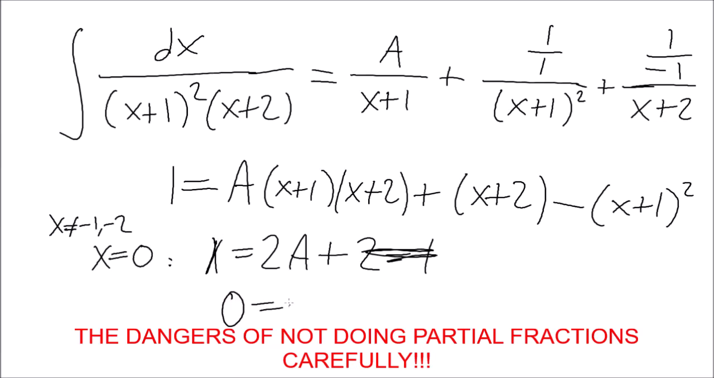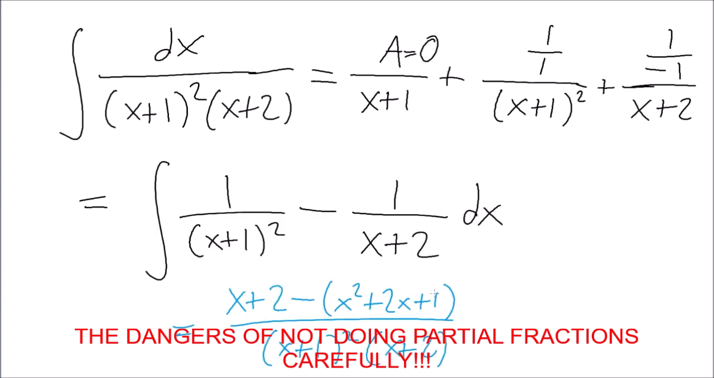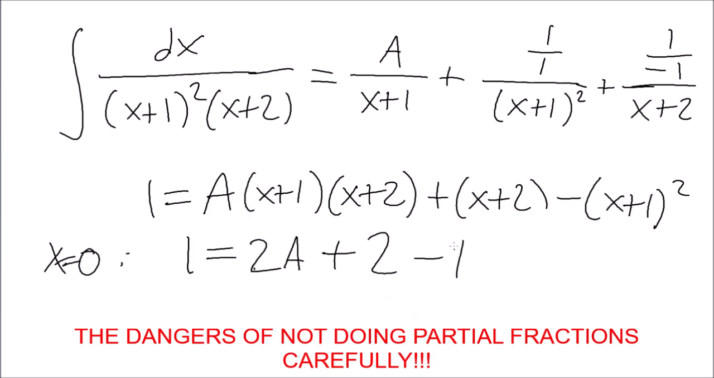Cancels out. 0 equals 2a. Whoa. Is a actually equal to 0? A is equal to 0? I'm gonna double check. Yeah, there's no way. Yeah, that doesn't... a is equal to 0.